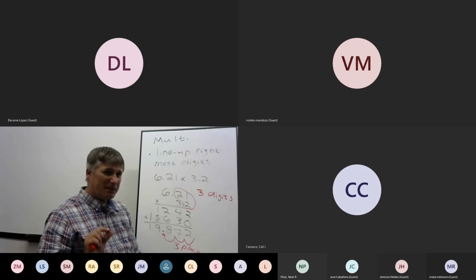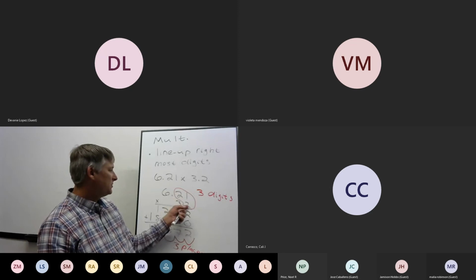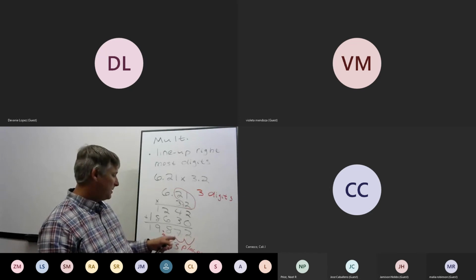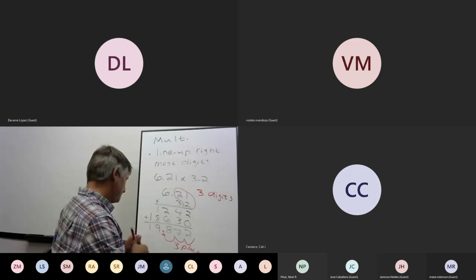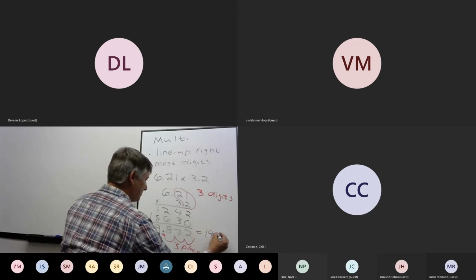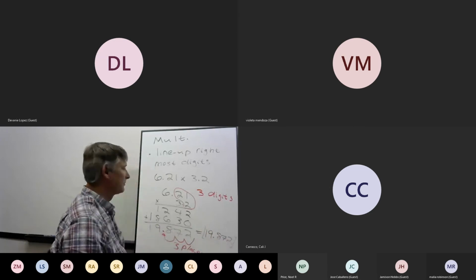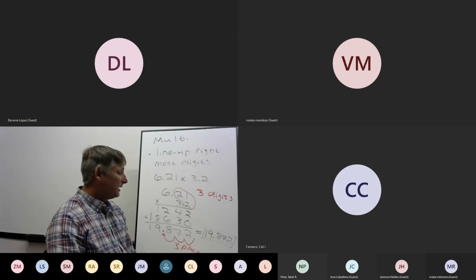So that's the added bit when we multiply with decimals. 1, 2, 3 digits, or 3 spaces that are behind decimal points. That means in the answer, we're going to move 3 spaces to the left. It's always going to be to the left. And that's going to be our answer. Any questions about that?